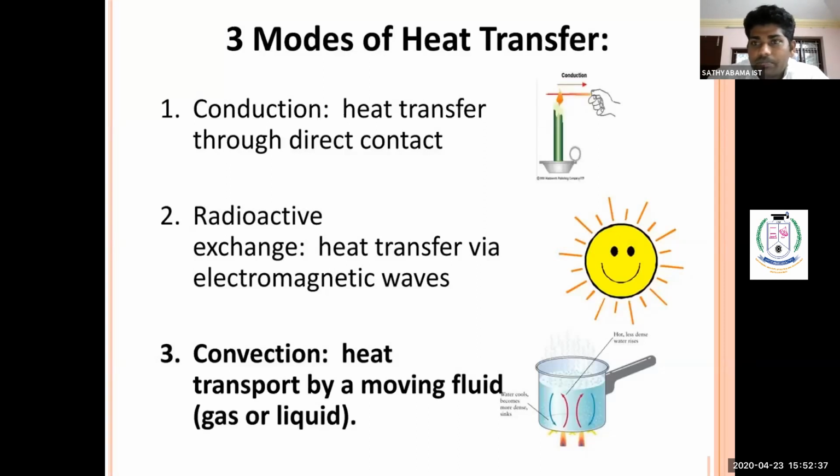So what is conduction? Conduction is heat transfer through direct contact. Heat transfer through direct contact. You can see the diagram. I'll be moving the cursor. See, you can see the diagram.